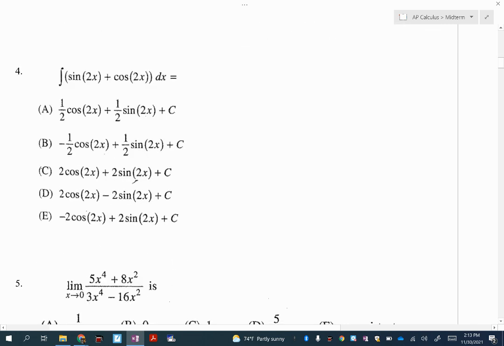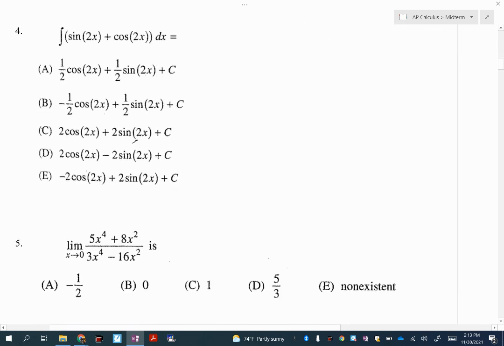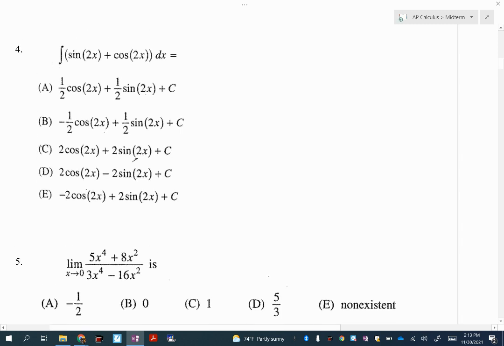Okay, number 4. Number 4 is another integral problem. So again, we have to think going backwards here. I'm trying to find a function that when I take the derivative of it, I get the sine of 2x. Well, I know if I write cosine of 2x, then I'm going to get sine. But if I did the derivative of the cosine of 2x, I would get the opposite of sine of 2x times, right, chain rule here, times 2.